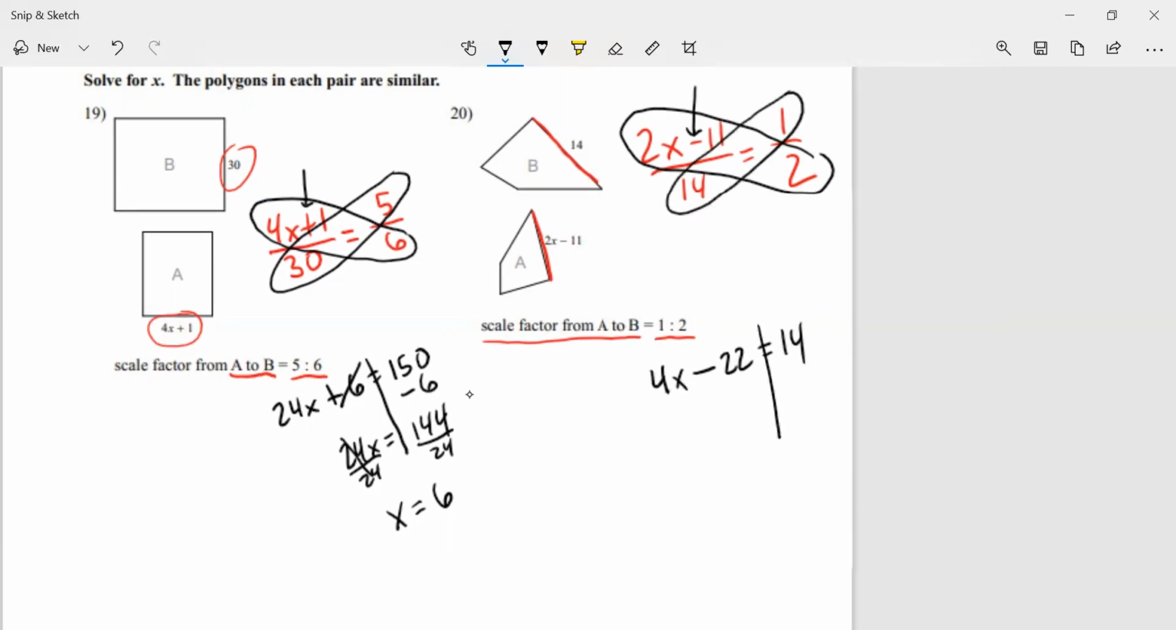Let me separate my sides so I can see the left side and the right side and tell the difference. I want the 4x by itself, so this minus 22, let me move it as a plus 22. Don't forget to switch your signs. So I have that 4x is equal to 36. Right? 14 plus 22 is 36. To get x by itself, let me divide by 4. X equals 36 divided by 4, which is just 9. So x is equal to 9.